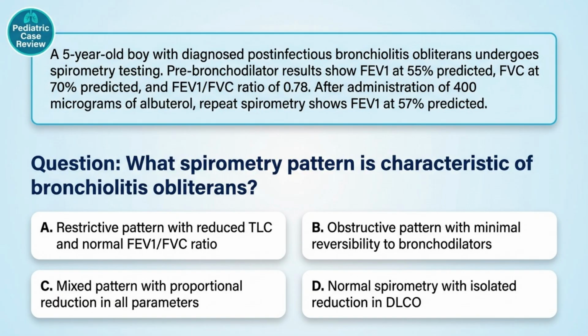Case number 10. A 5-year-old boy undergoes spirometry. Before bronchodilator use, his forced expiratory volume in 1 second is 55% predicted. After receiving 400 micrograms of albuterol, it is 57% predicted. What pattern is this? Option 1. Restrictive pattern with reduced total lung capacity. Option 2. Obstructive pattern with minimal reversibility to bronchodilators. Option 3. Mixed pattern with proportional reduction. Option 4. Normal spirometry with isolated reduction in diffusion capacity.